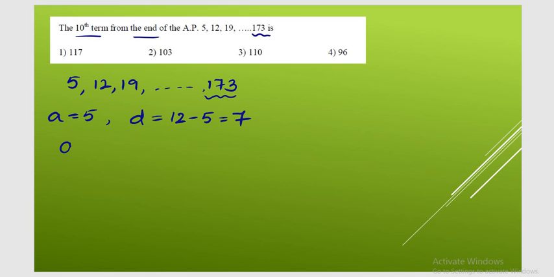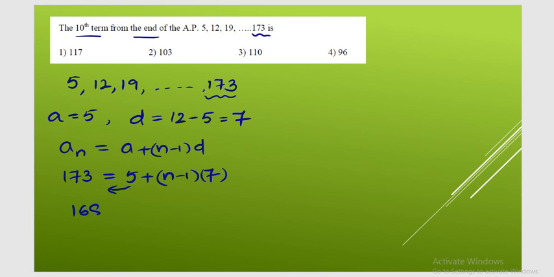Directly I can go with the nth term now. The nth term formula: an is equal to a plus n minus 1 into d. Now directly substituting the values, the nth term is 173, is equal to, what is a here? 5 plus n minus 1 into d, and the d value is 7, right? Now when I transpose this 5, this becomes 168 is equal to n minus 1 into 7.